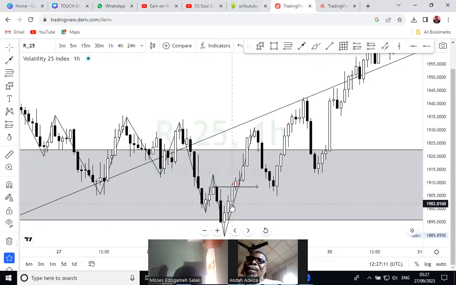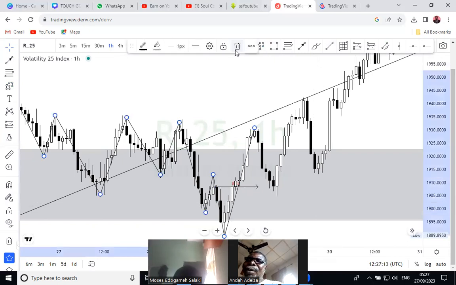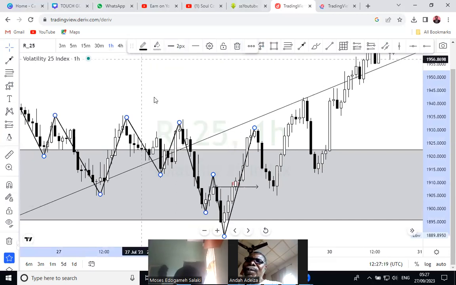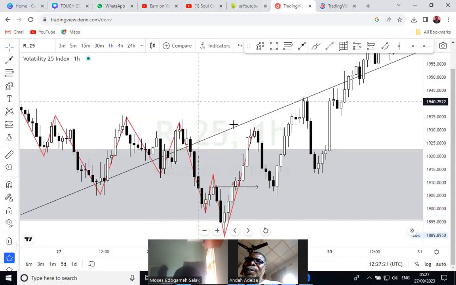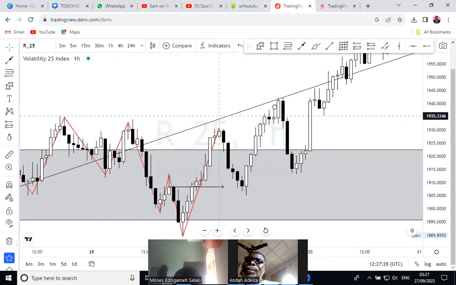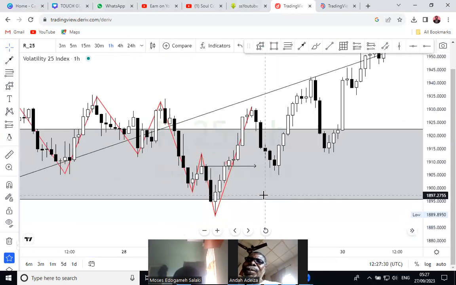See, price came here. So let me remove this down, or let me make it thicker. I make it a red color. Okay. So I see it. Price was coming, price created this push up, came down, broke above. Is it clear? Yes, it's clear. And that's the model we talked about.